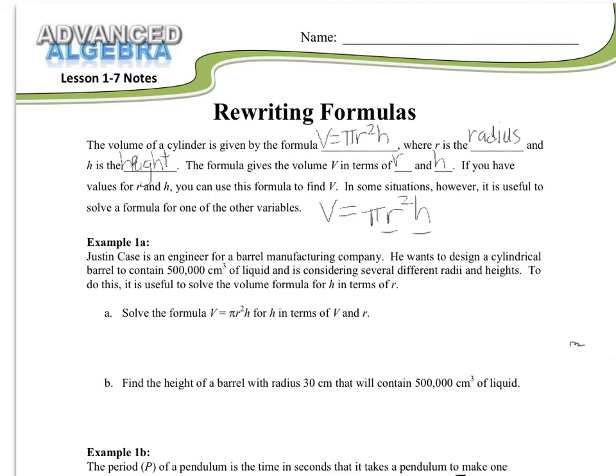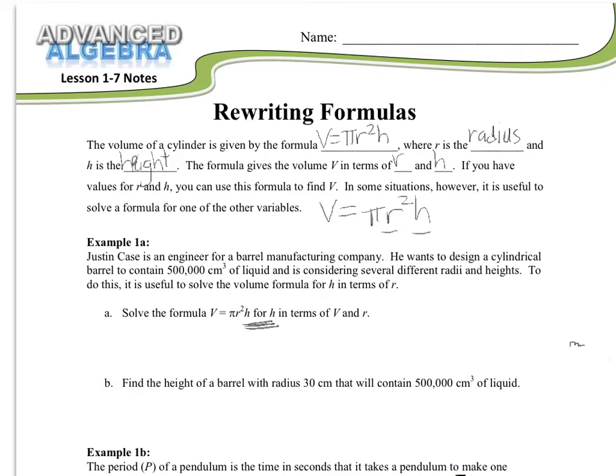Justin Case is an engineer for a barrel manufacturing company. He wants to design a cylindrical barrel to contain 500,000 cubic centimeters of liquid, and is considering several different radii and heights. So several different radiuses, in other words; radii is plural for radius. To do this, it is useful to solve the volume formula for h in terms of r. So part A, solve the volume formula V equals pi r squared h for h.